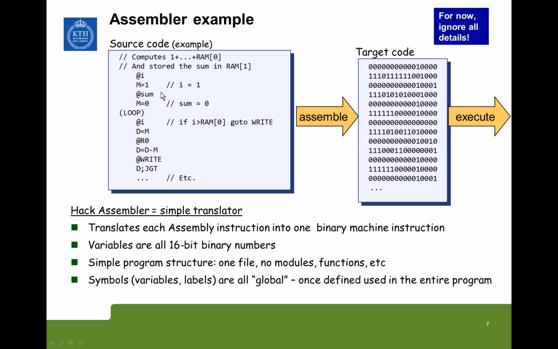If we look at the assembler we have to write, we will see that it is rather simple. Why? Mainly because it translates each assembly instruction into one binary machine instruction. One line of code in assembly will become one 16-bit code in machine language.